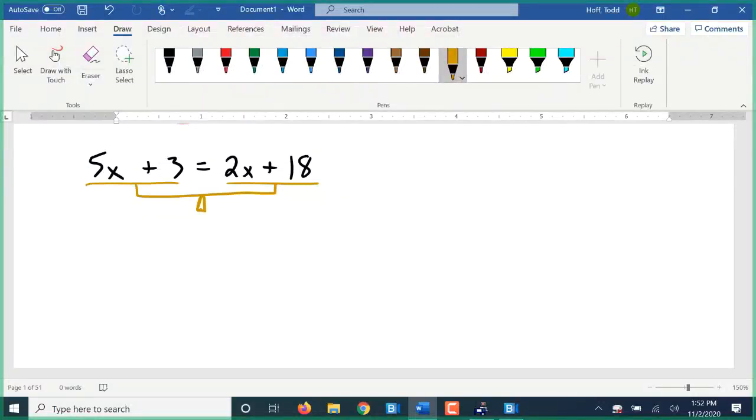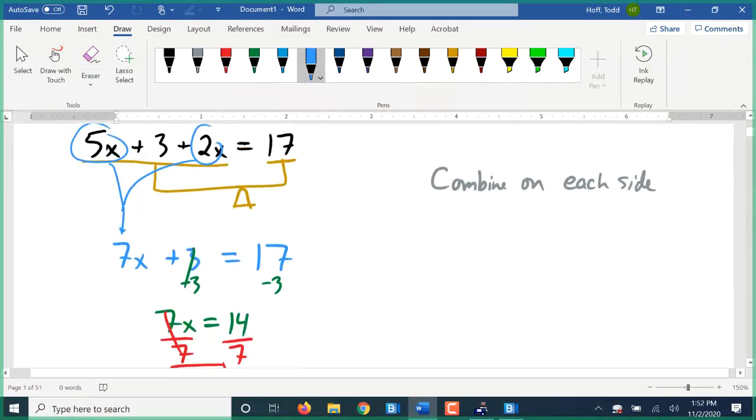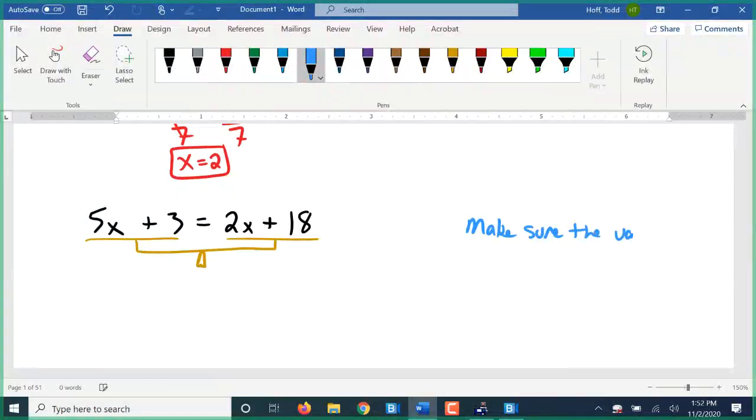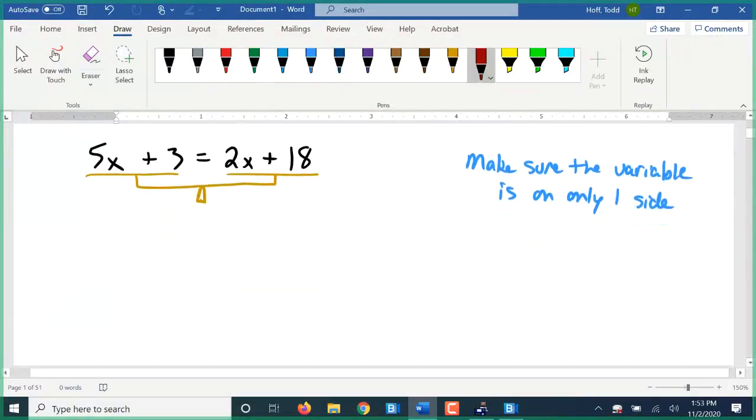So what we have to do is get rid of one of them. Up here we had to combine on a side. Here we have to make sure the variable is on only one side. Here, since the variable is on both sides, we get rid of the smallest one.